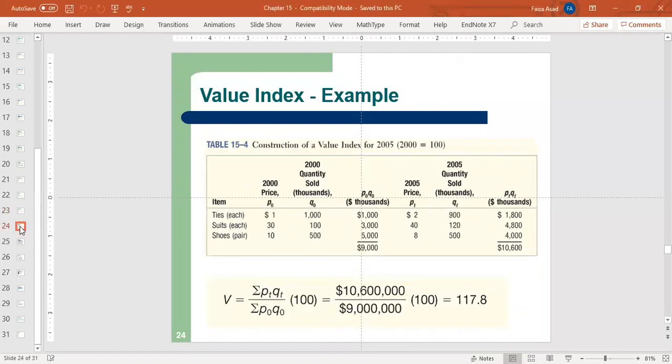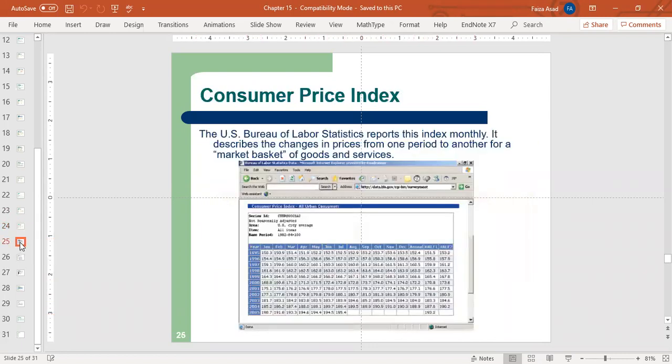So here we put the values in the formula and multiply by 100, and we will get the value index. So this is how we can calculate value index for a department store.